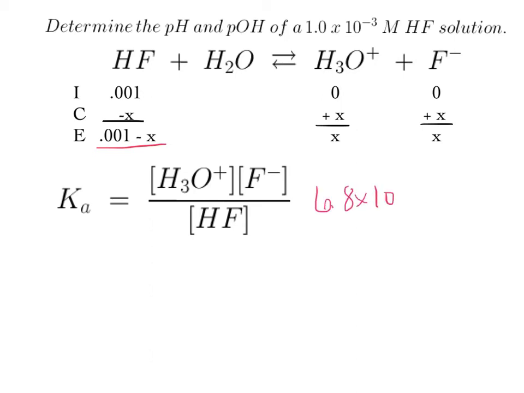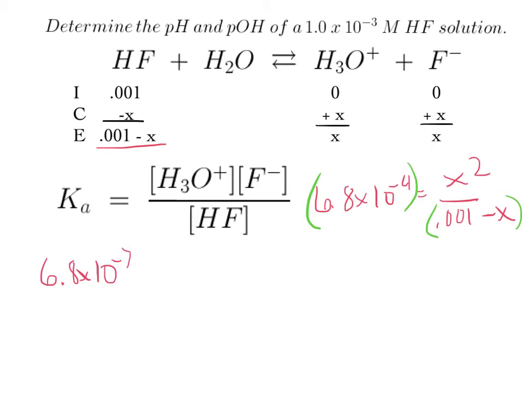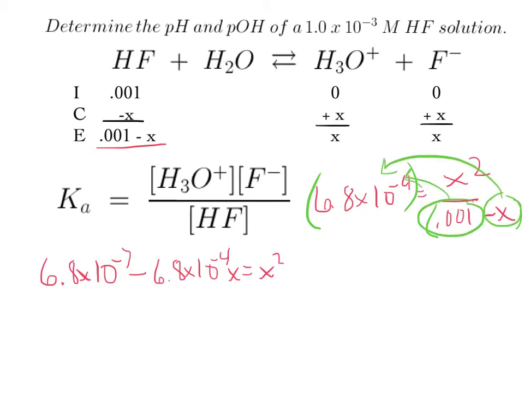6.8 times 10 to the negative 4 equals x squared over 0.001 minus x. You have to include the minus x. So we'll cross multiply. 0.001 minus x times 6.8 times 10 to the negative 4 will give you 6.8 times 10 to the negative 7, minus 6.8 times 10 to the negative 4 x equals x squared. That is, I multiplied this and this. Essentially, I distributed it in.